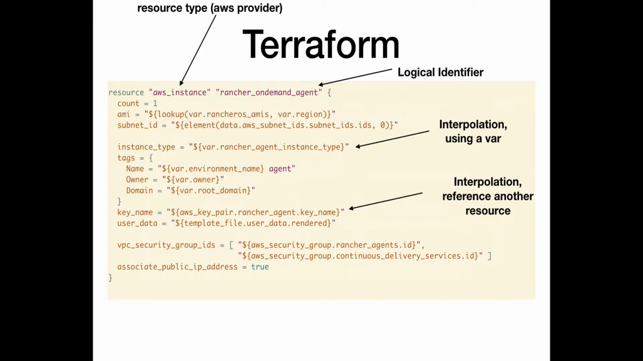So those are interpolations of the variables, but you can actually notice how they all start with var dot. Here, we're not actually interpolating another variable. We're actually referring to another resource. So it's not in this code sample, but there's another resource specified with a type of AWS key pair and a name of rancher agent, and that has an attribute called key name on it.